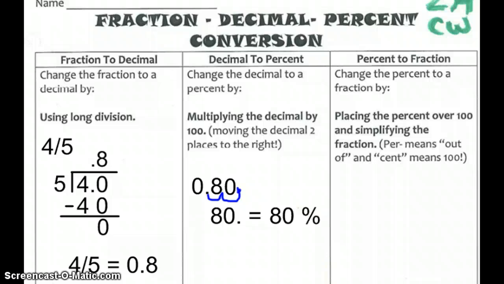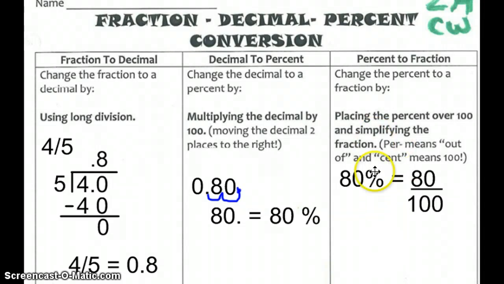The last thing we're going to do is learn how to change a percent into a fraction. You can change a percent to a fraction by first placing the percent over 100 and then simplifying the fraction. So if we are starting with 80%, the first thing we need to do is ignore our percent symbol and take the number 80 and put it as a fraction out of 100. This works because percent means out of 100, so 80% is the same thing as 80 out of 100.